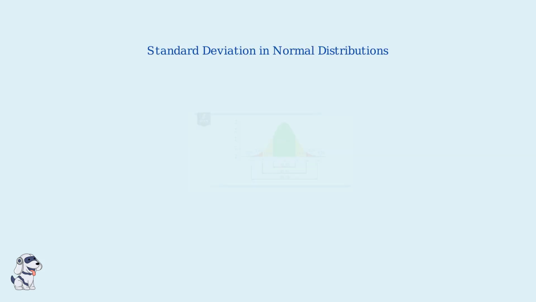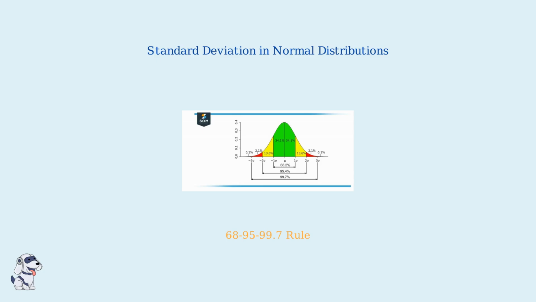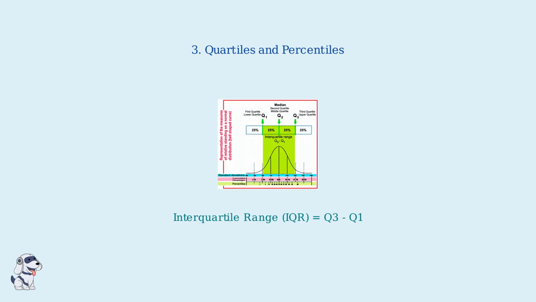In a normal distribution, standard deviation has special meaning. About 68% of data falls within one standard deviation of the mean, 95% within two standard deviations, and 99.7% within three standard deviations. Quartiles and percentiles divide data into equal parts. Quartiles split data into 4 equal parts, while percentiles can divide data into any number of parts. The interquartile range from the 25th to 75th percentile is a robust measure of spread.